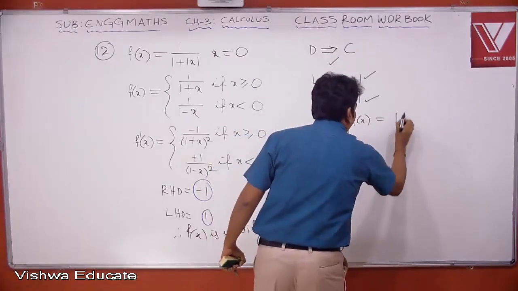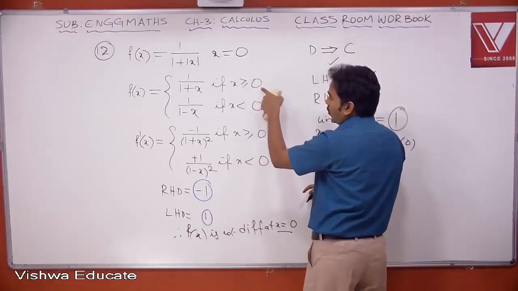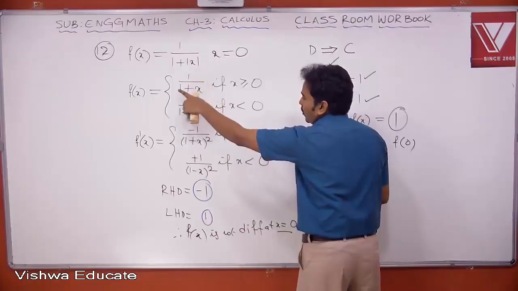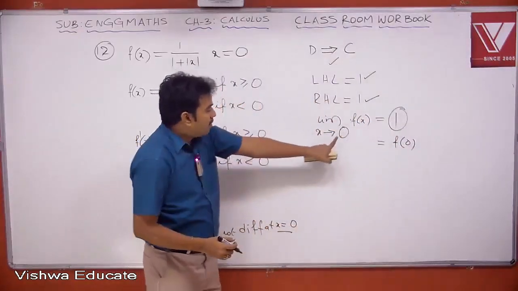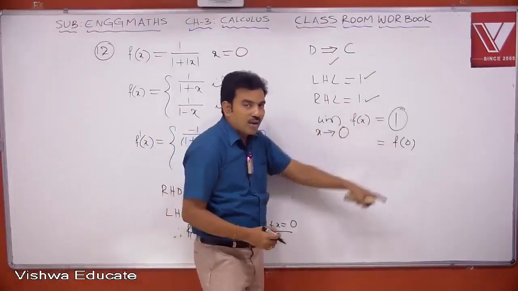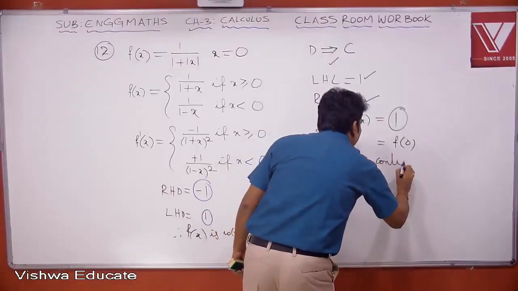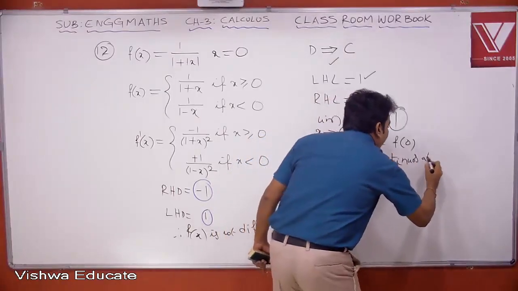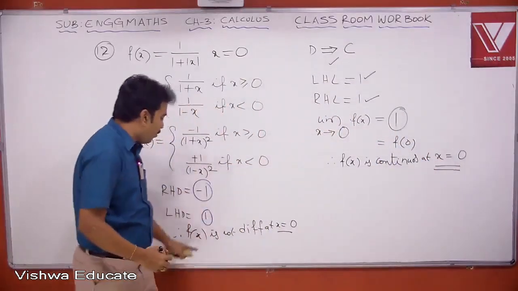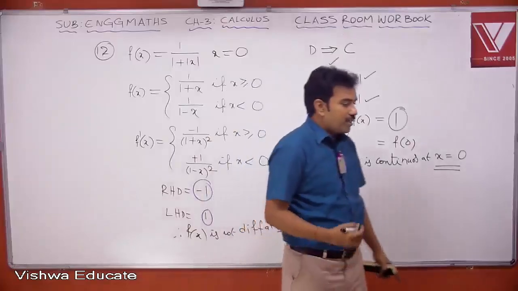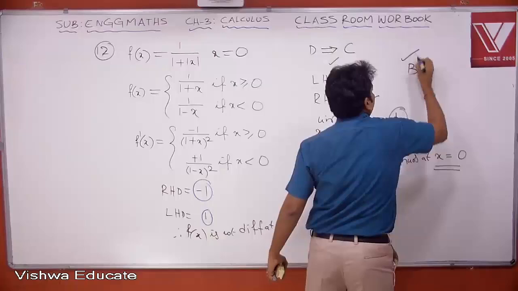But this one, I can treat it as f of 0, because when x is equal to 0 also, the function is the same. Replace x by 0, you get 1 by 1 plus 0, it is 1. So this one is nothing but f of 0. So the limit value is a finite number that is equal to the functional value. Therefore, f of x is continuous at x equal to 0. Therefore, it is continuous at 0 but not differentiable at 0. So option B is the right option.